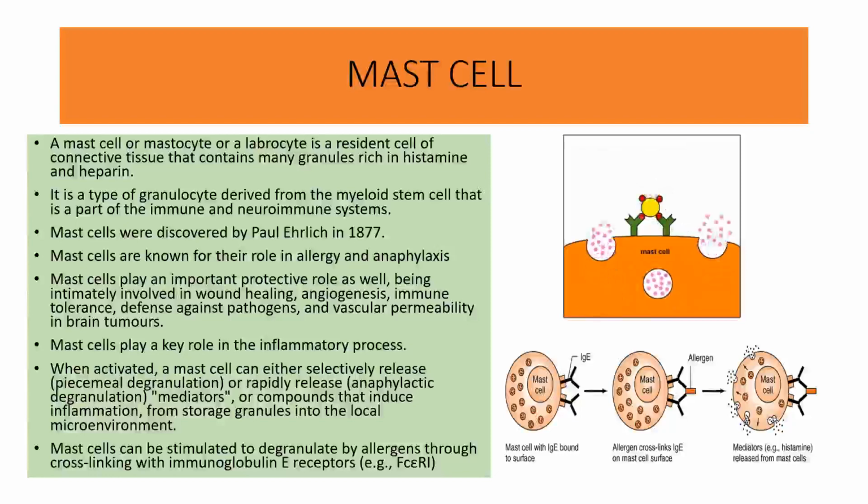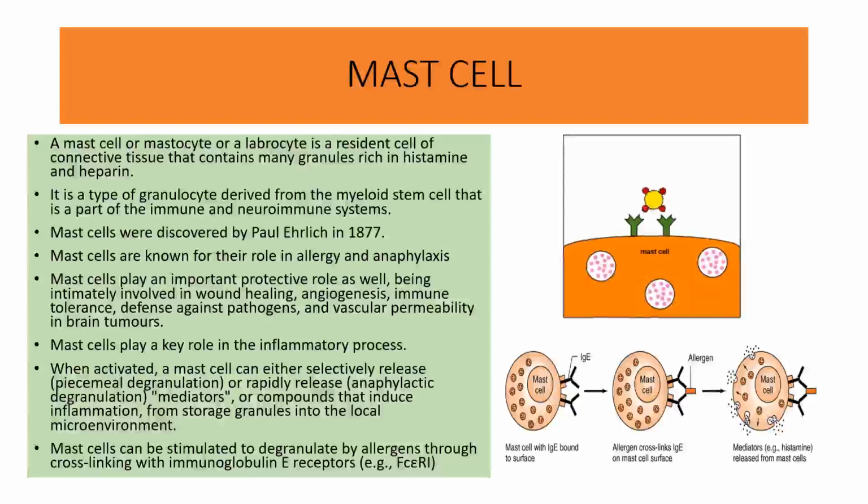When activated, mast cells either selectively release piecemeal degranulation or rapidly release anaphylactic degranulation mediators, or compounds that induce inflammation, from storage granules to the local microenvironment. Mast cells can be stimulated to degranulate by allergens through cross-linking with the immunoglobulin E receptor, that is FcεRI.